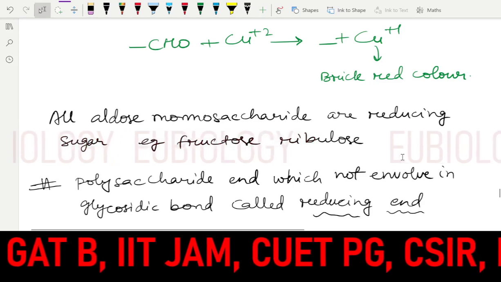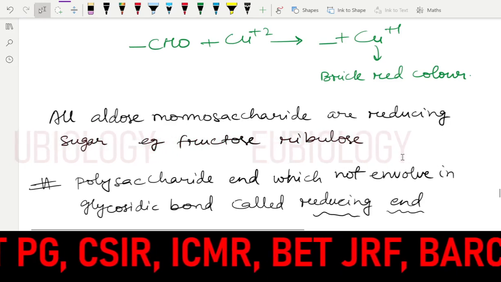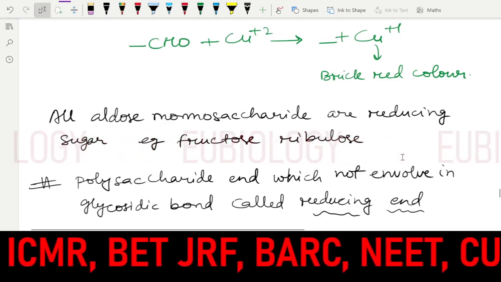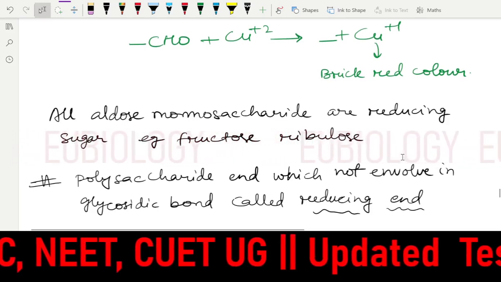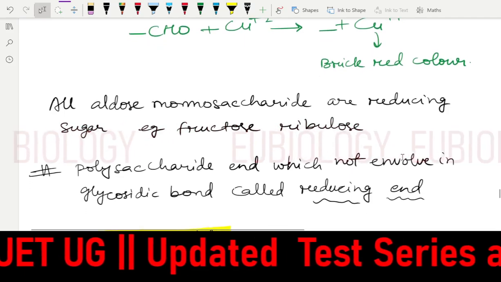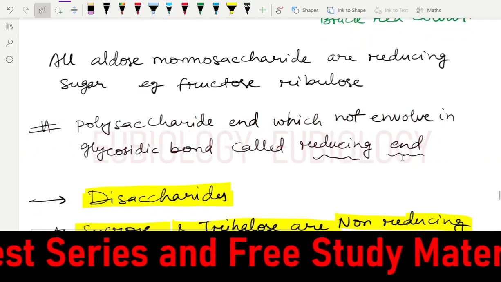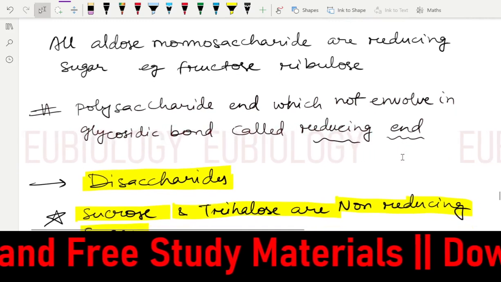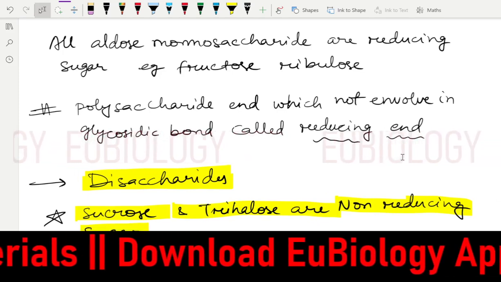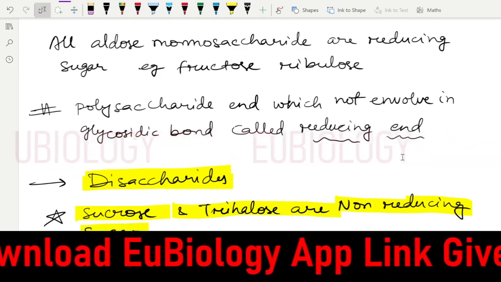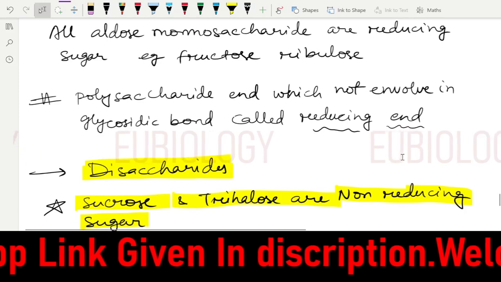So, how can we say if urine has more glucose, can we say the blood also has more glucose? Of course, because the kidney will filter the blood only. Okay, remember it. All aldose monosaccharides are reducing sugars, like fructose and ribulose, and a polysaccharide having an end without a glycosidic bond with another carbohydrate will be called a reducing end.